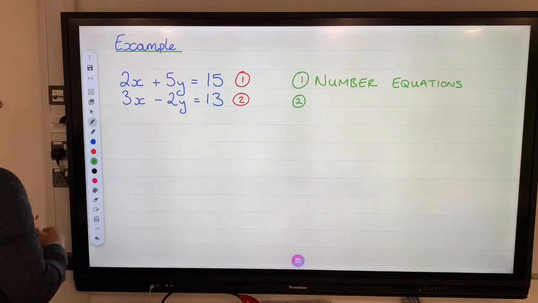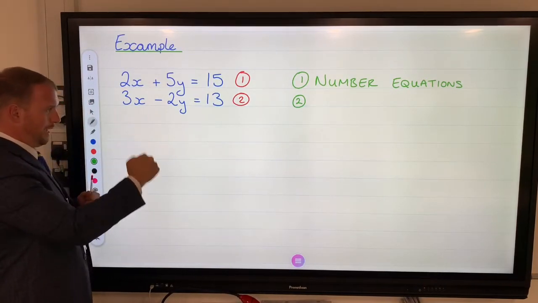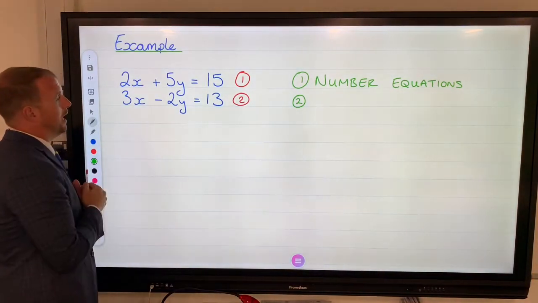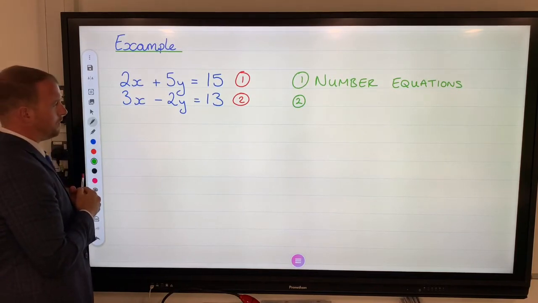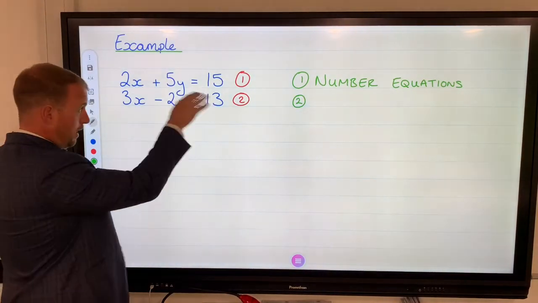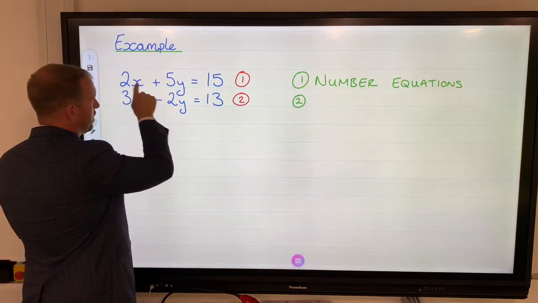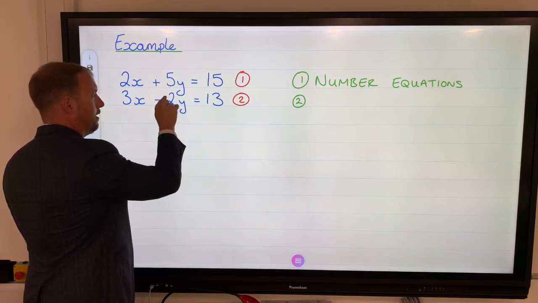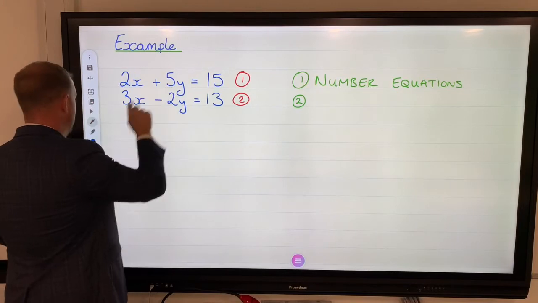Okay, so in order to use the elimination method, I need to make either the x's the same or the y's the same. Doesn't make a difference which one you go for. I'm going to concentrate on the y's, and I'm going to make them the same. I've got 5y and 2y. Now, I'm going to use a little method here by multiplying the whole equation by the opposite y. And what I mean by that is, this equation here, I'm going to multiply all of that by 2, that's my opposite y. And then all of the second equation, I'm going to multiply by the 5.